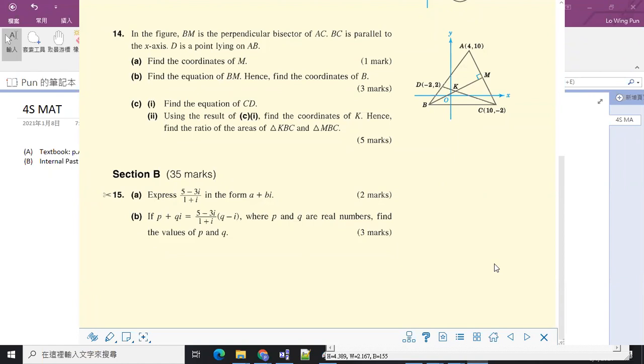And then if we have time, I will talk about some of the questions of the internal past paper of 2017 to 2018. I'm going to give you the link through the chat room here. I have already uploaded it to the homework platform, and you may download this from the homework platform.